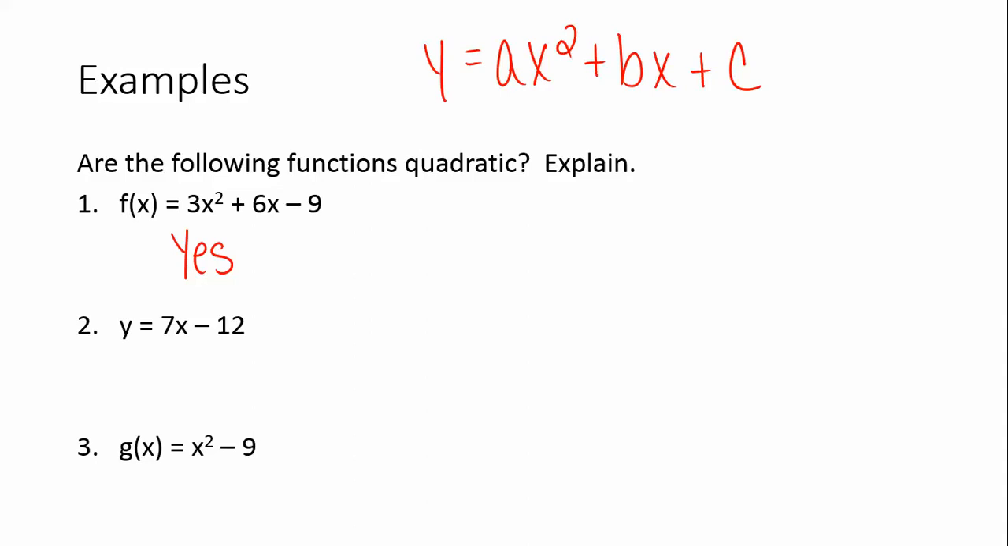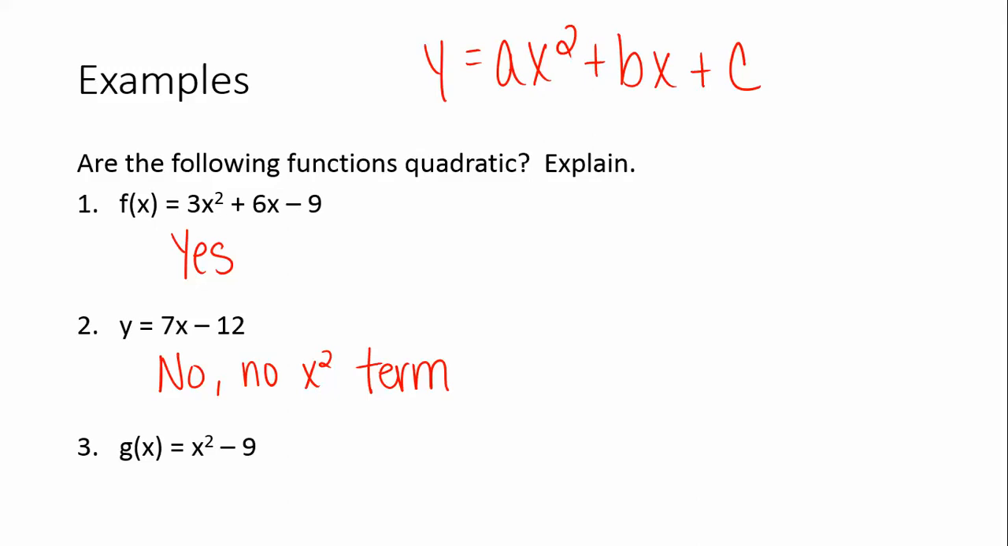So if we look at number 2, we have y equals 7x minus 12. And hopefully the first thing you notice is that there's no x squared term. In order for a function to be quadratic, there must be an x squared term. So this is not quadratic, and it's because there is no x squared term. This is actually a linear function. Think way back to chapter 5.